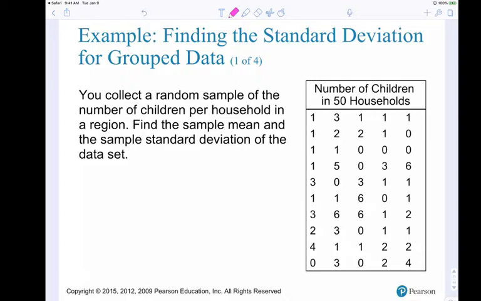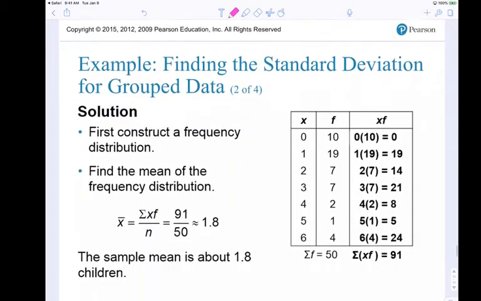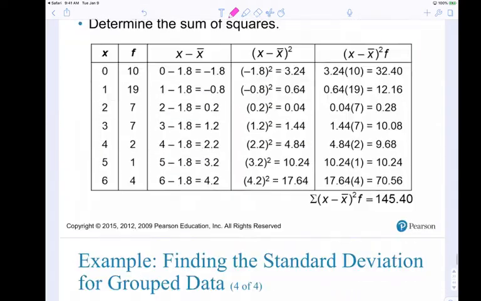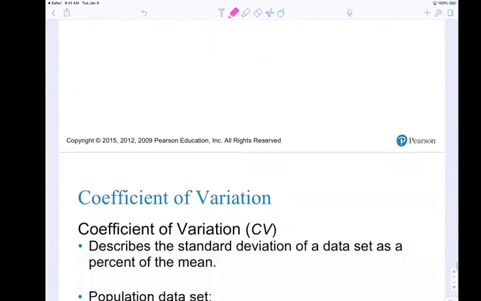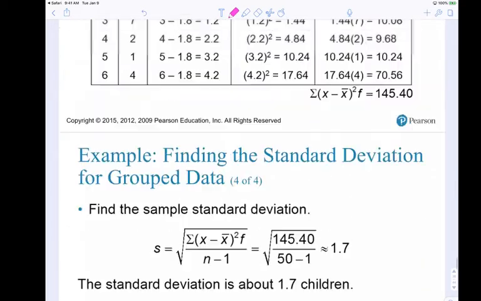All right, so we have this data of children, the number of children per household in the region. Find the average and the sample standard deviation. Let me see, 35. You can walk through that. We'll come right back to this. Now, this is essentially the same.